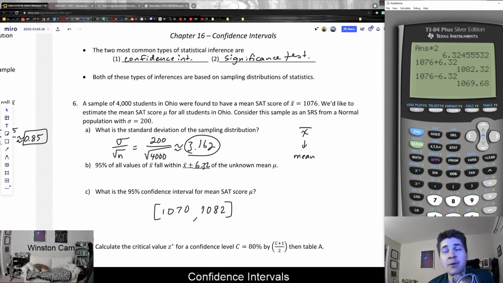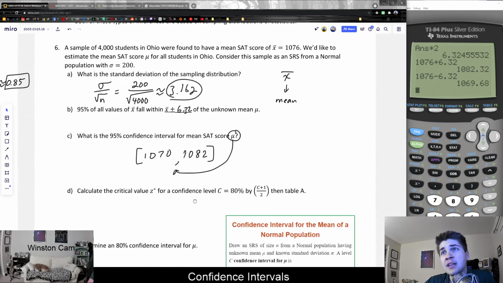At the end of the day, we get an interval of confidence for the actual mean. To recap, mu represents the mean of the actual population of all SAT students in Ohio. We're 95% sure the mean should be in this interval based on our calculated value. Again, we're not certain, but it gives us this level of confidence.